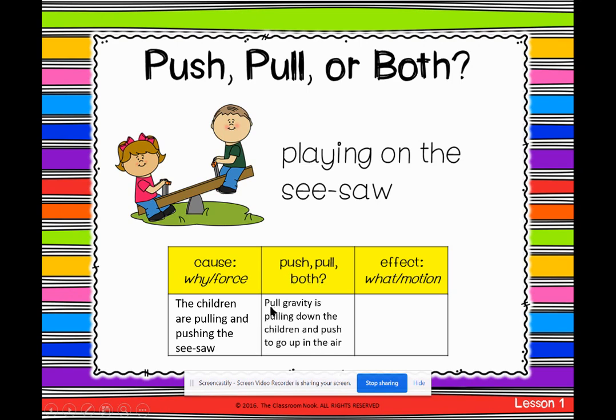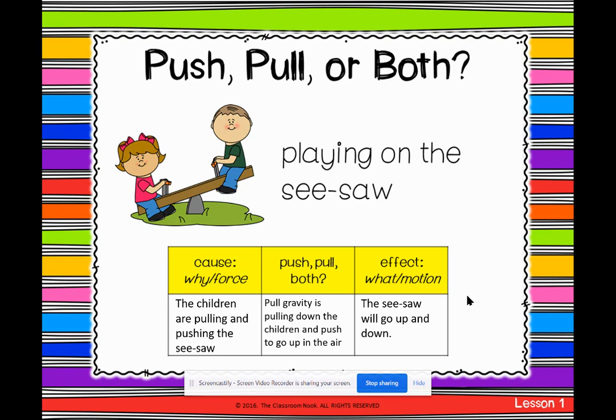Well, it is a pull because gravity is pulling down the children, and it is a push to go up in the air. So technically it's both. And then the effect, what is the motion that happens? Well, the seesaw will go up and down. Technically, that's what's happening. The seesaw is going up and down when you put both those forces into motion.